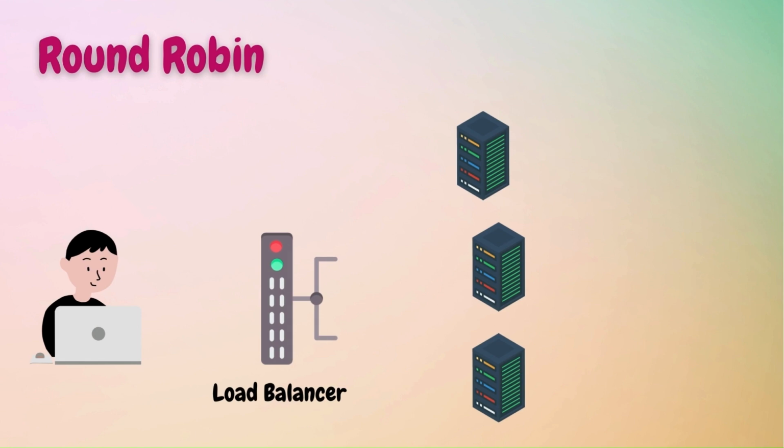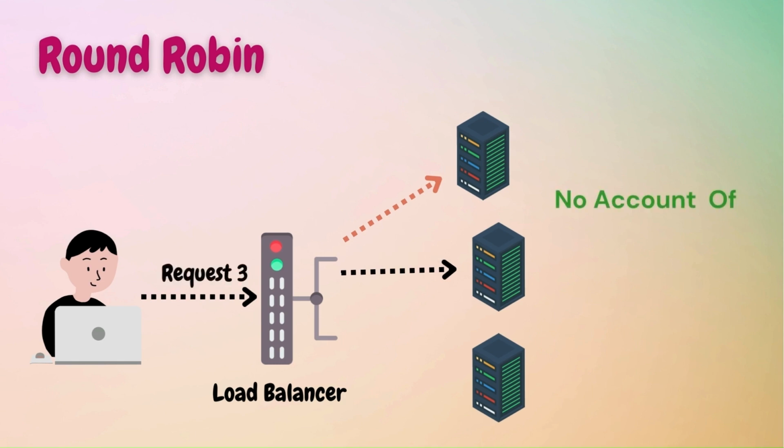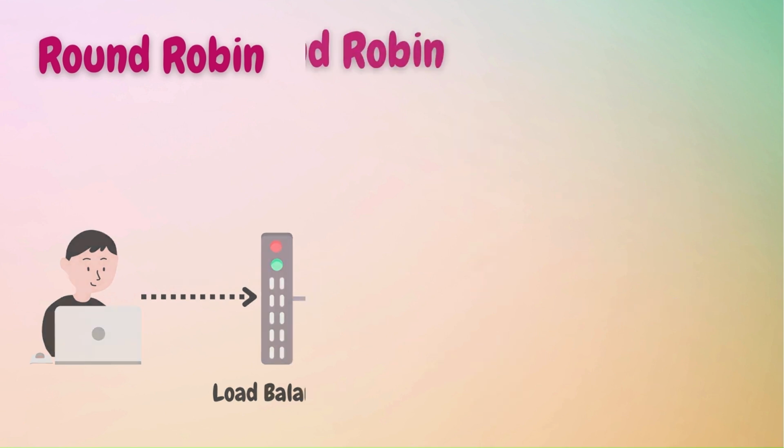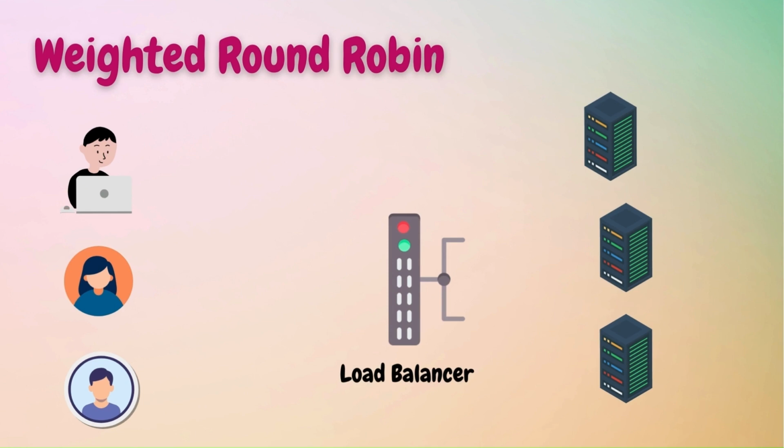Round robin is one of the simplest and most widely used algorithms. Round robin evenly distributes incoming requests among the available servers in a circular manner. It does not take a server load or a response time into account, making it suitable for environments with similar server capacities.